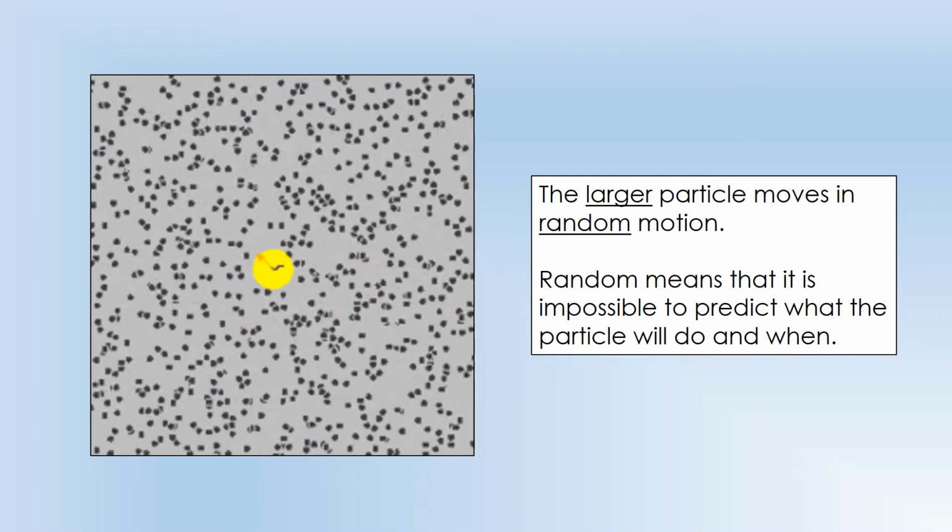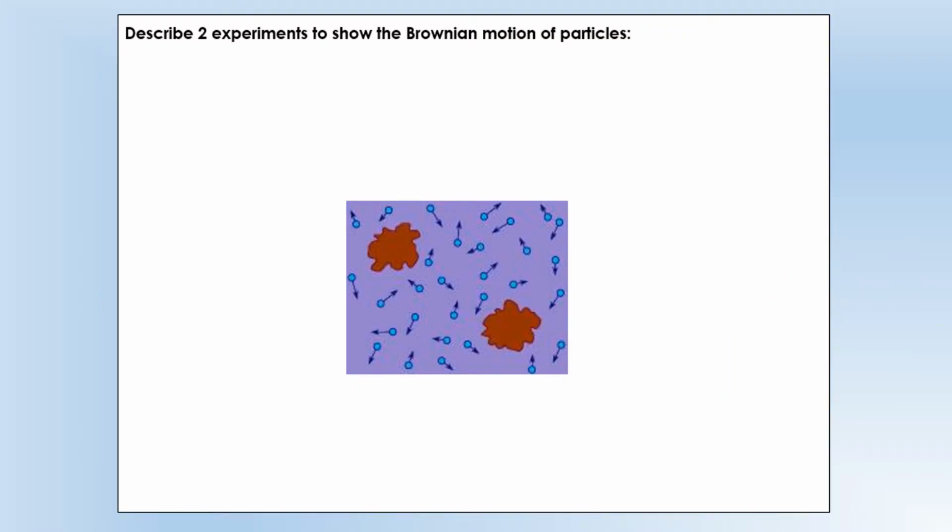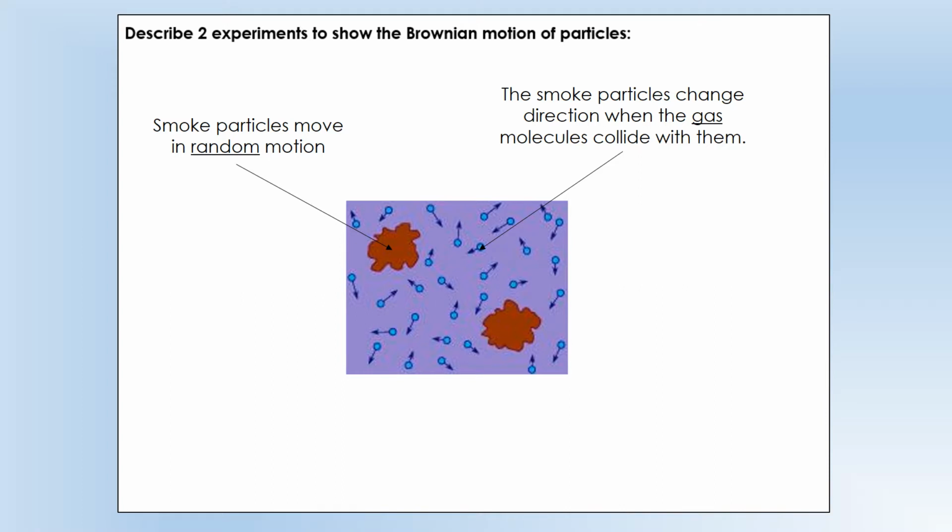So let's look at those two different cases. So let's first look at it with smoke particles. So that's what you can see here. These brown ones are the smoke particles, which are in random motion. And these blue ones are the atoms of the gas that they've been placed in, probably air. So what happens is these blue ones change the direction of the smoke particles when they collide with them. And that's what you saw on the previous diagram.